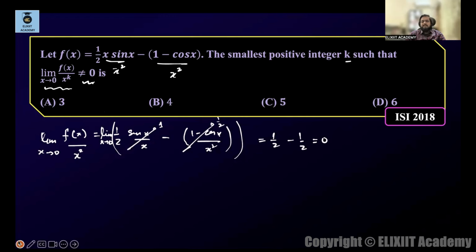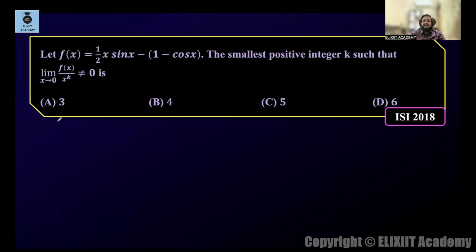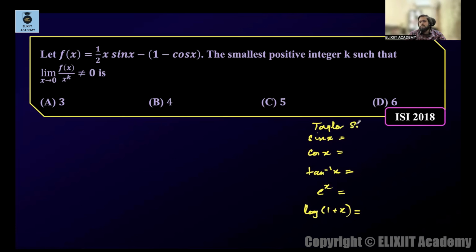The best way to solve this is by expansion. The standard way to solve this is by expansion. So I expand sin x and cos x. Now the standard expansions which you all need to remember are sin x, cos x, then tan inverse of x, then the expansion of e raised to the power of x, then the expansion of log 1 plus x. These are some of the standard expansions which you have to remember. These are called Taylor series expansions, or Maclaurin series more specifically. Taylor series is also the popular name.